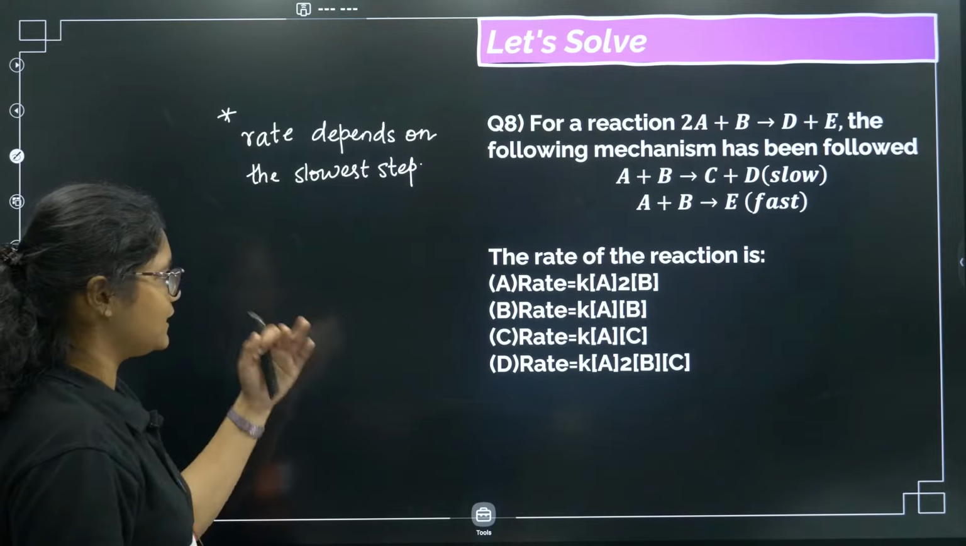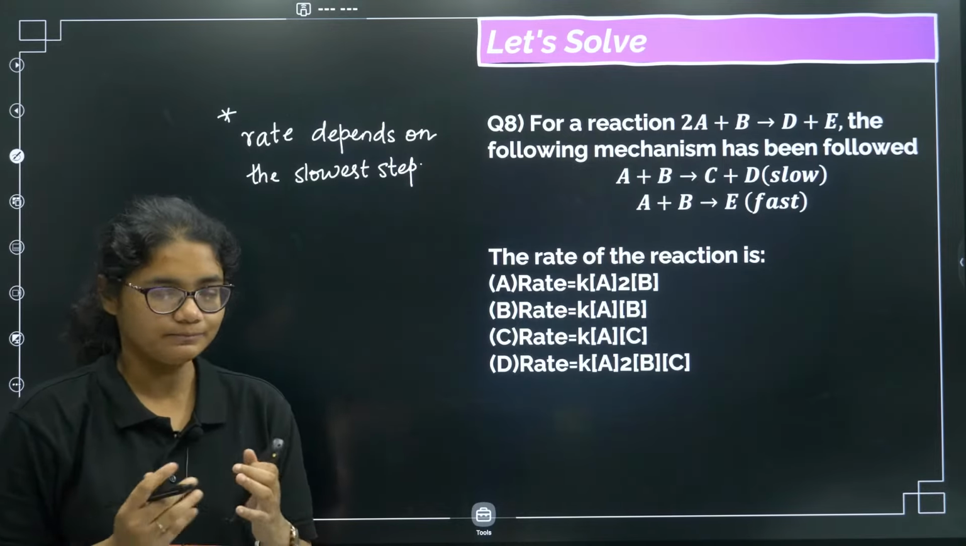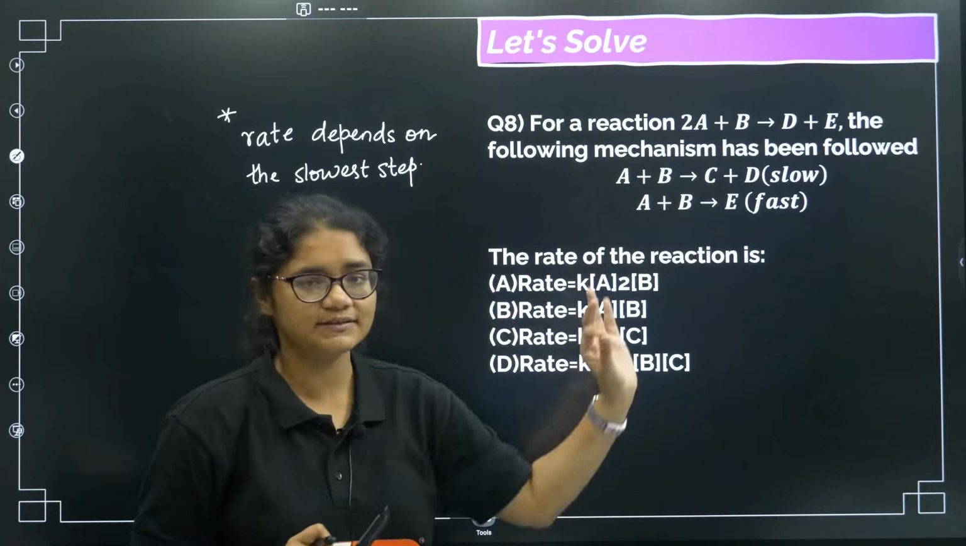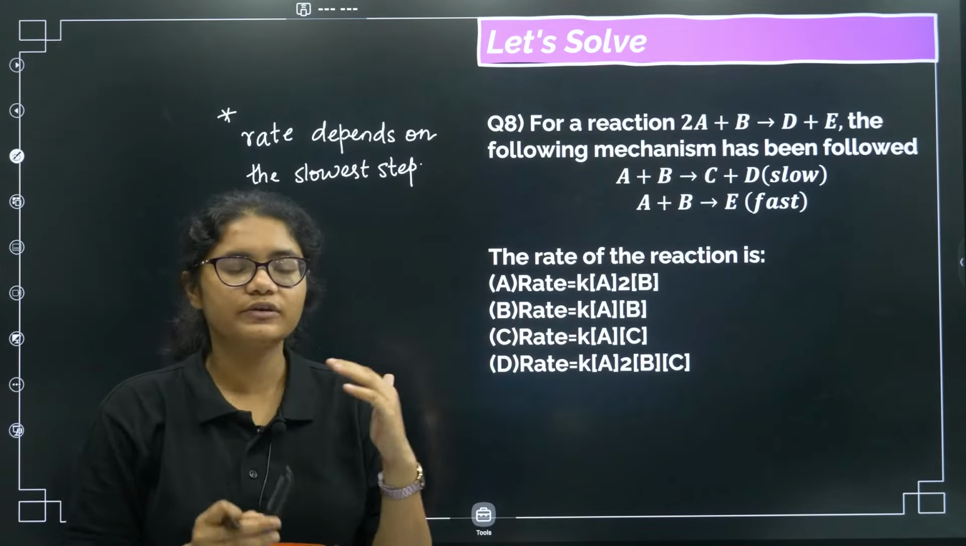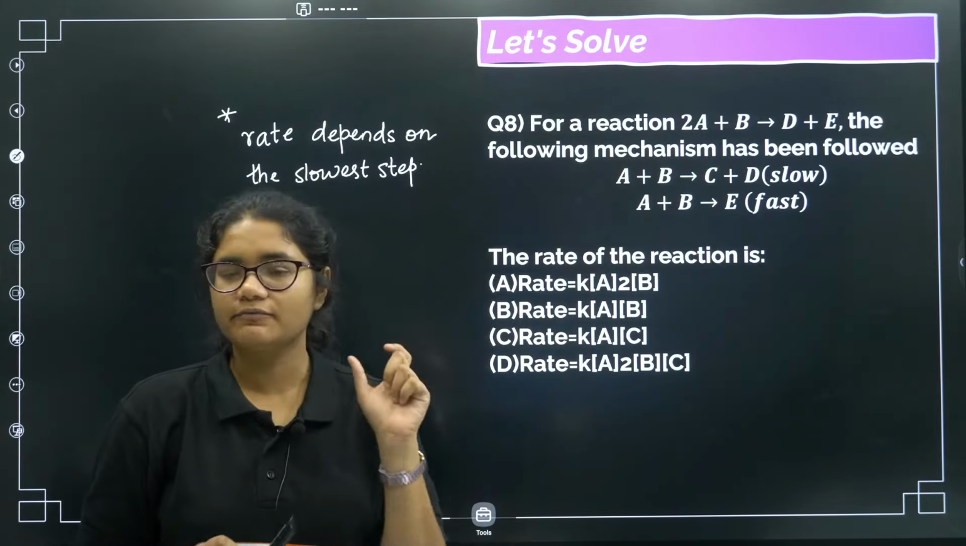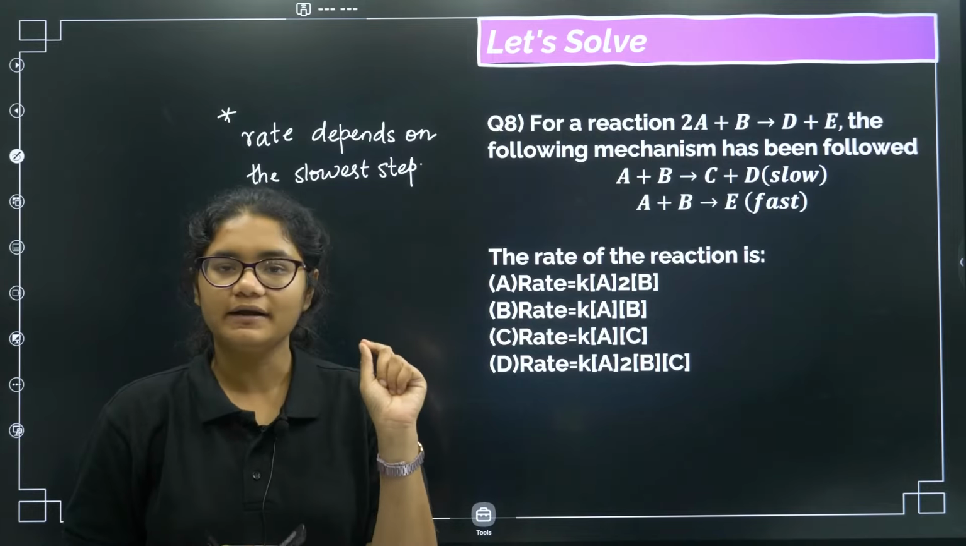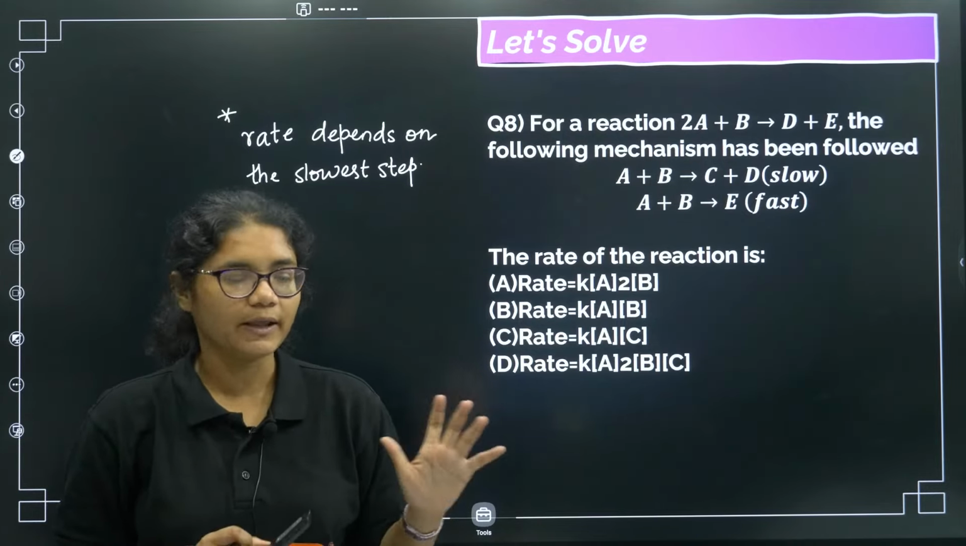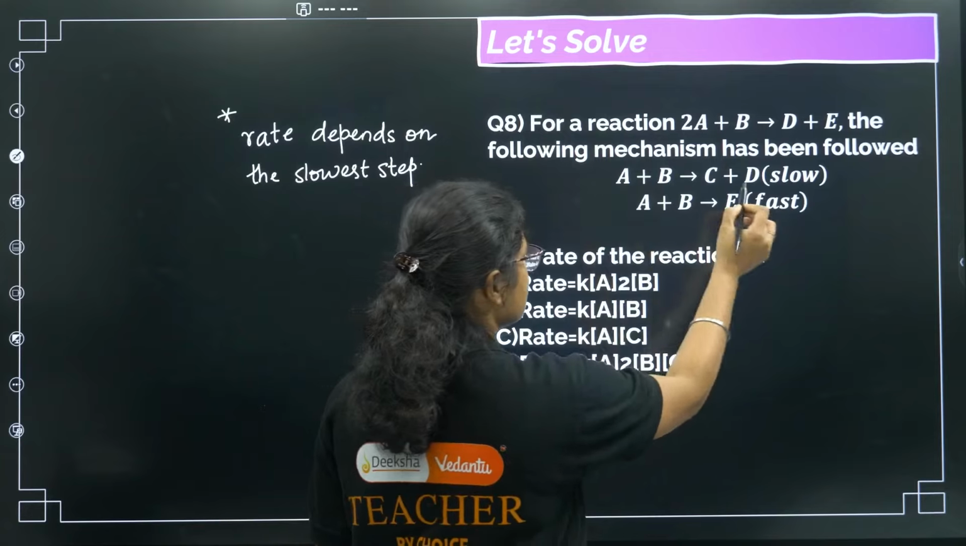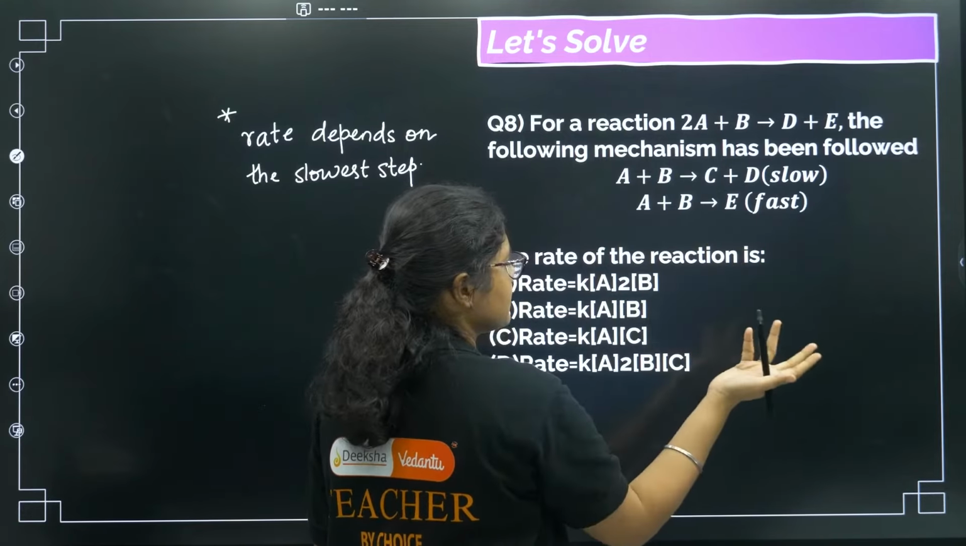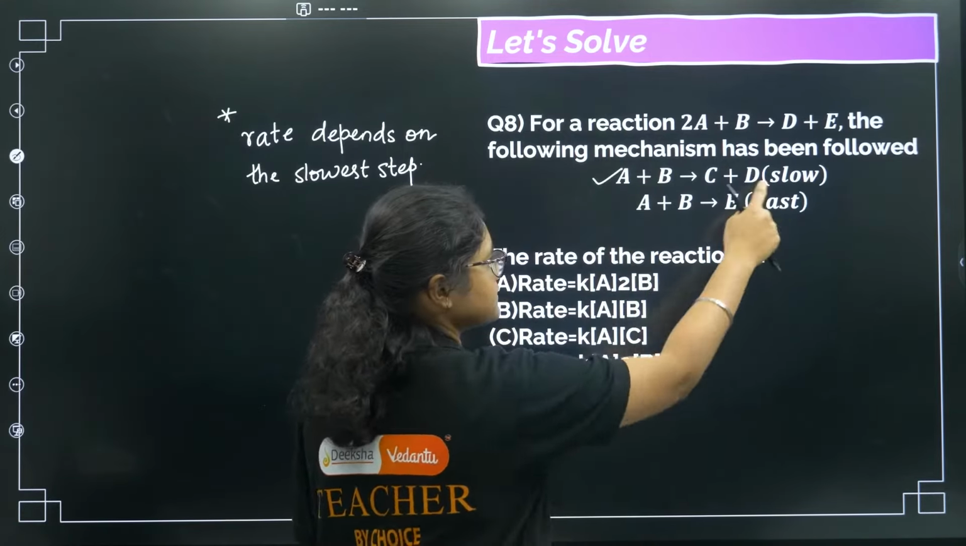Okay, so when we are writing the rate law, if the reaction consists of multiple steps, there are 2-3 steps, then there will be one step which is the slowest step. So the rate will depend on this slowest step. Okay, so if I consider this is one step and this is one step, then on which step will the reaction depend? On this one, right? This is the slowest step.